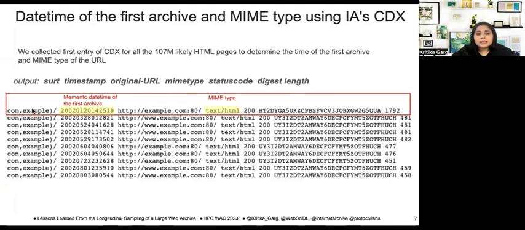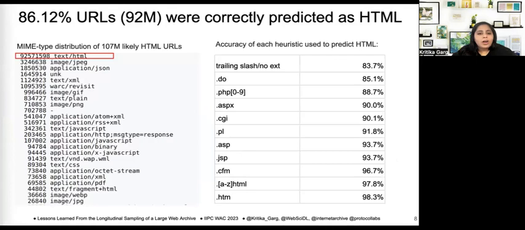So once we had this first CDX entry for all the URLs, we saw how well we performed and predicted the HTML pages based on the extensions. We got 92 million URLs out of 107 million, which shows that 86.12% of URLs were correctly predicted as HTML. And this table shows how well each heuristic performed. Most of them have above 90% accuracy, with .htm being the highest with 98.3% accuracy.